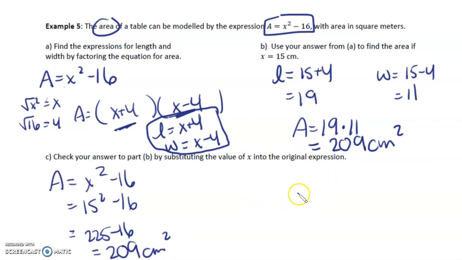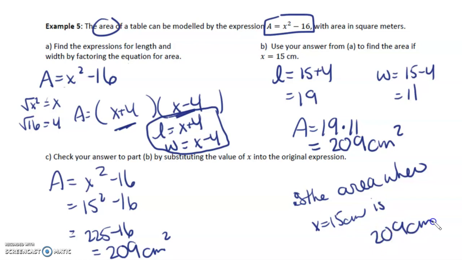And if you want, you can put therefore the area when x equals 15 centimeters is 209 centimeters squared.